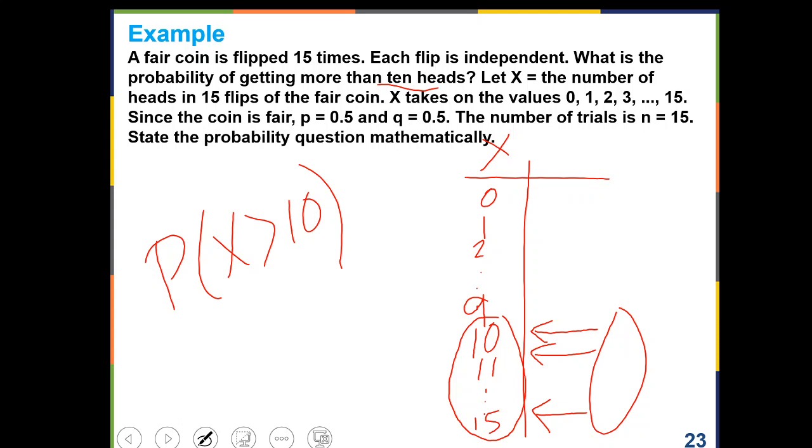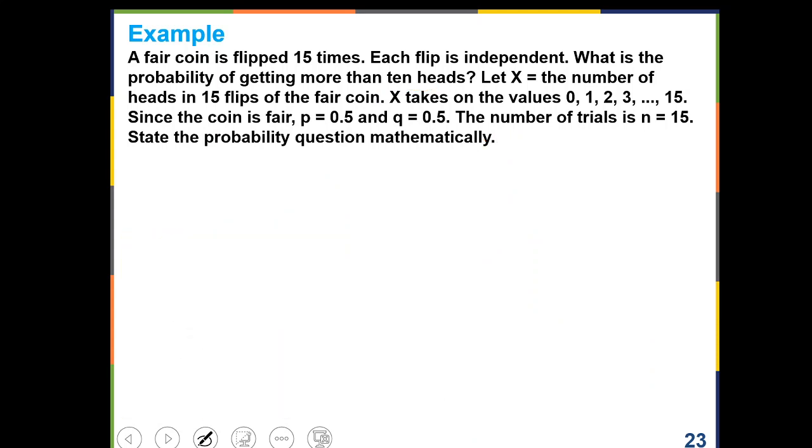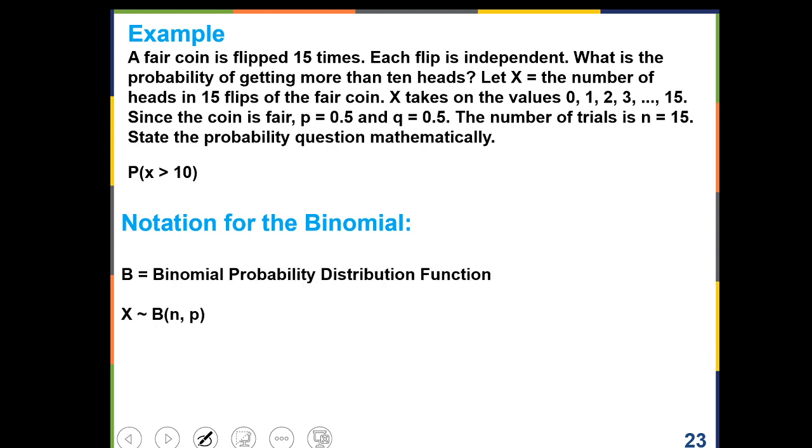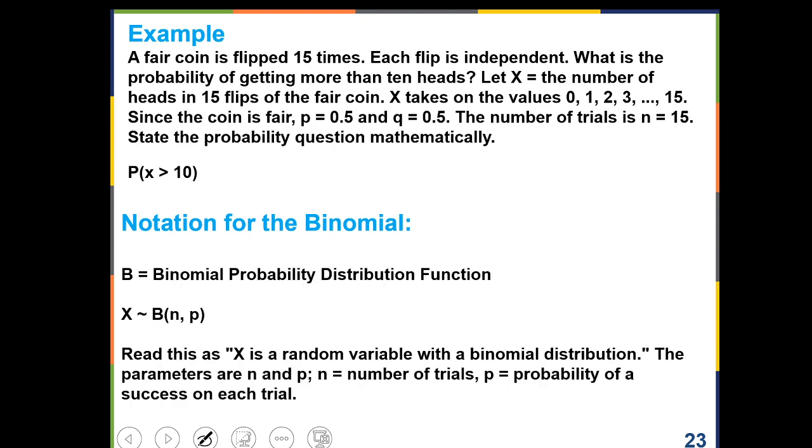Now, to do this, we've got to find each probability and add them. That's like many of them. So are we going to do that by hand? No. The calculator can do that for us, and we're going to see how in a second. All right, so notation for binomial is, we say that X has binomial distribution, and the parameters that we need are N and P. That's it.